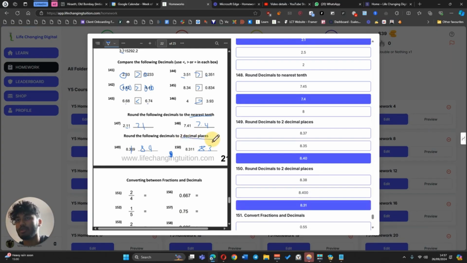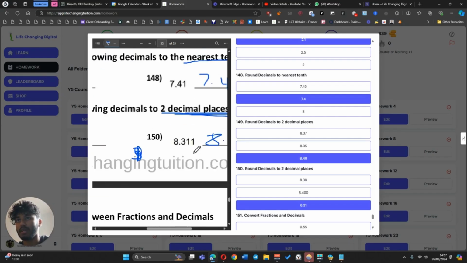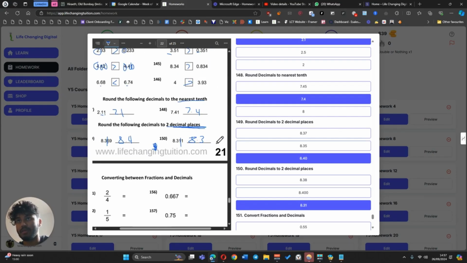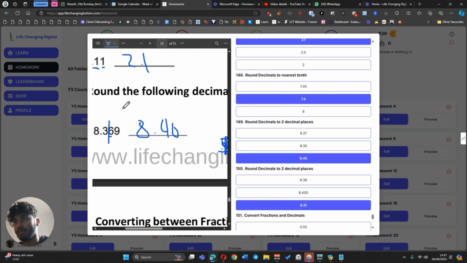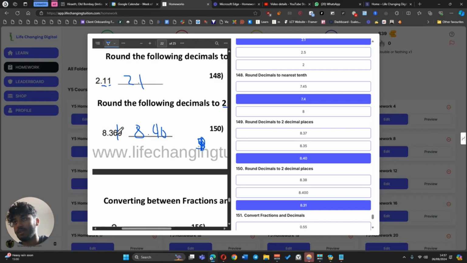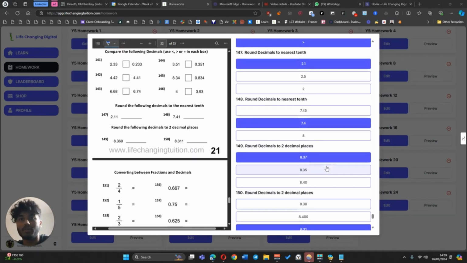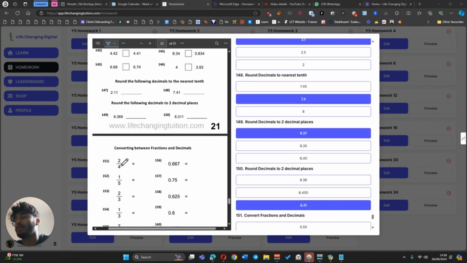Oh, my mistake. This one says 2 decimal places. So we actually have to look at this section, and this one rounds down, which is why it's 8.31. And this one should actually be 8.40, because again, we're looking at this one. And does the 9 round up? Yes. So actually it should be 8.37. So there we go, we selected this one, 8.37 and 8.31.